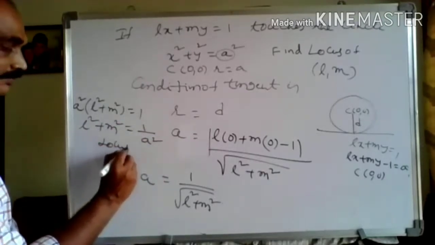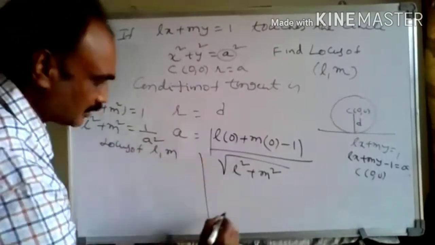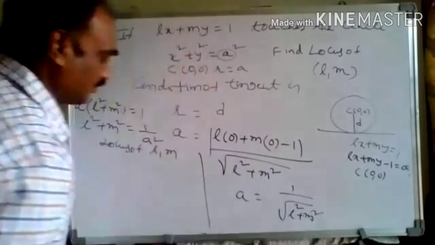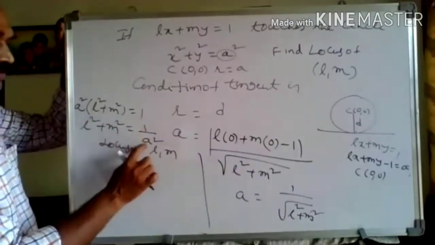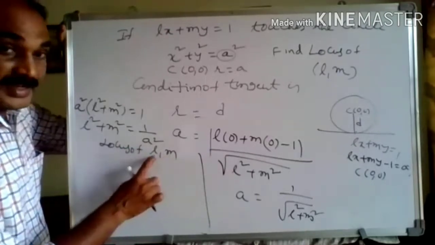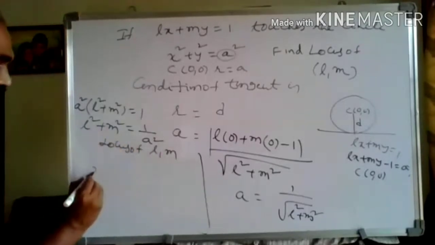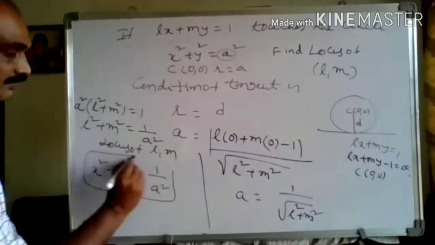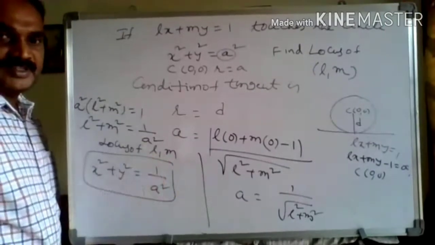Locus of L comma m. A is equal to 1 by root of L square plus m square, so a square into L square plus m square is equal to 1, and L square plus m square is equal to 1 by a square. Locus of L comma m means replace L by x, m by y. So x square plus y square is equal to 1 by a square. So this is the final answer.